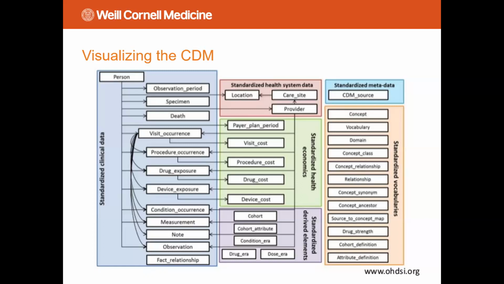So the person table has all the demographics: the age, race, ethnicity, sex. Visit occurrence has a row for every time they're seen, whether it's an outpatient visit, inpatient visit, ED, whatever. Drug exposure has all the prescriptions that we wrote for them, and if they were an inpatient, all the drugs we gave them while they were in the hospital. Measurement has all the labs. Condition occurrence has all the diagnoses.